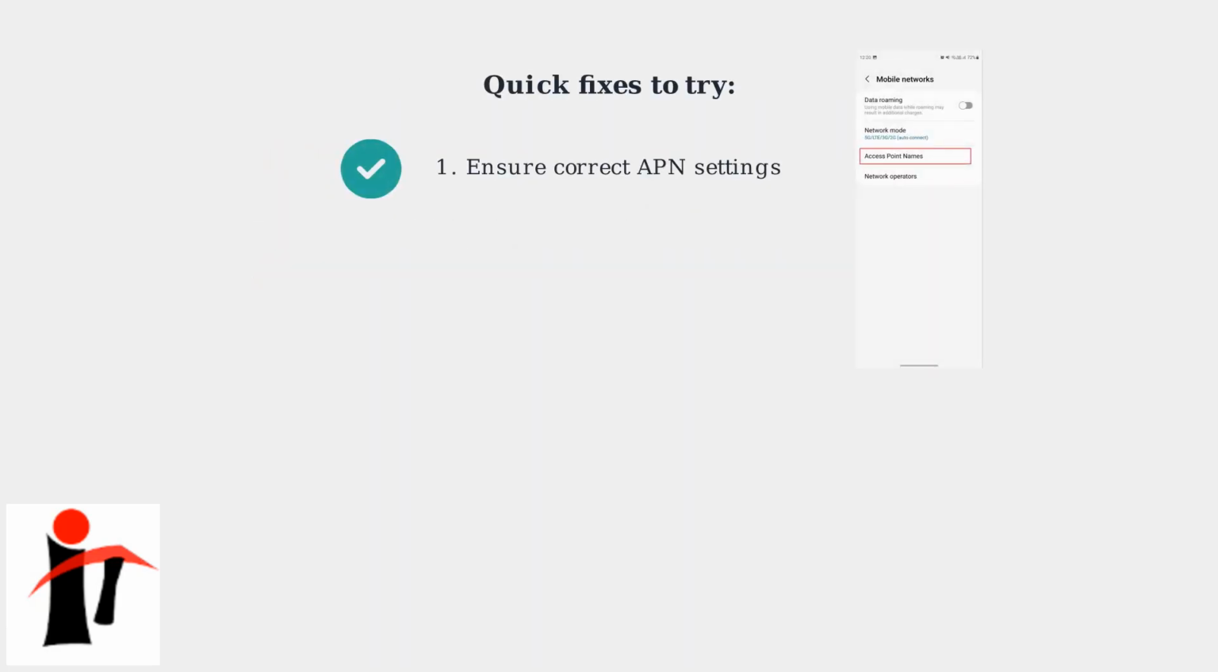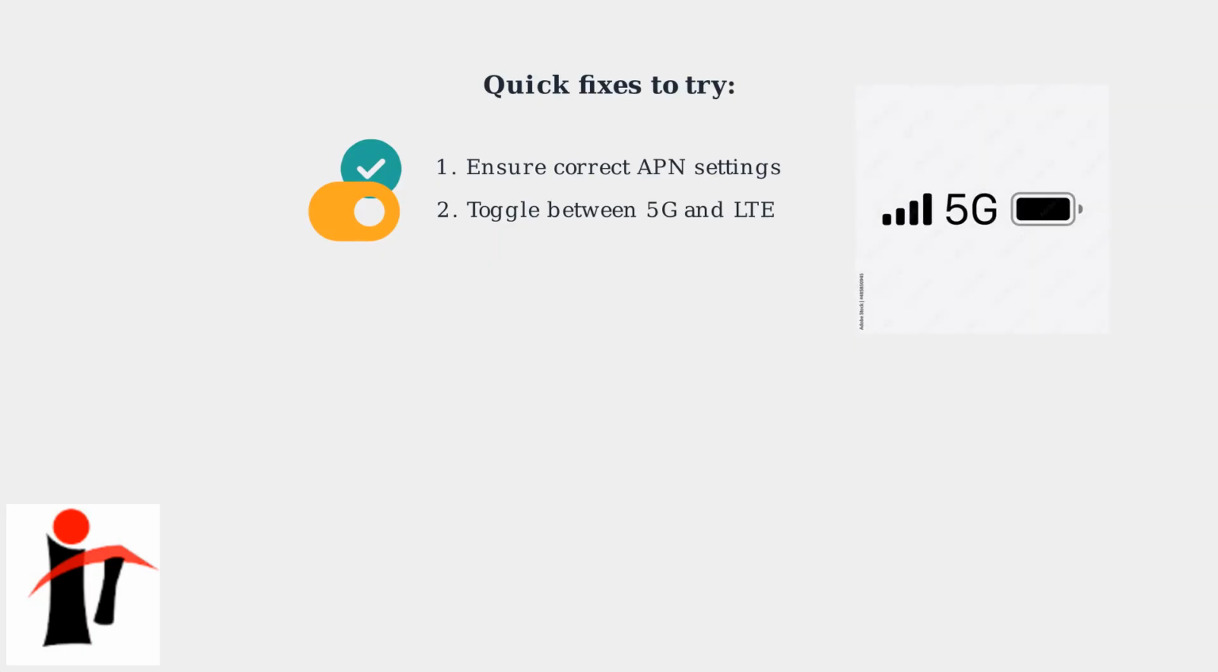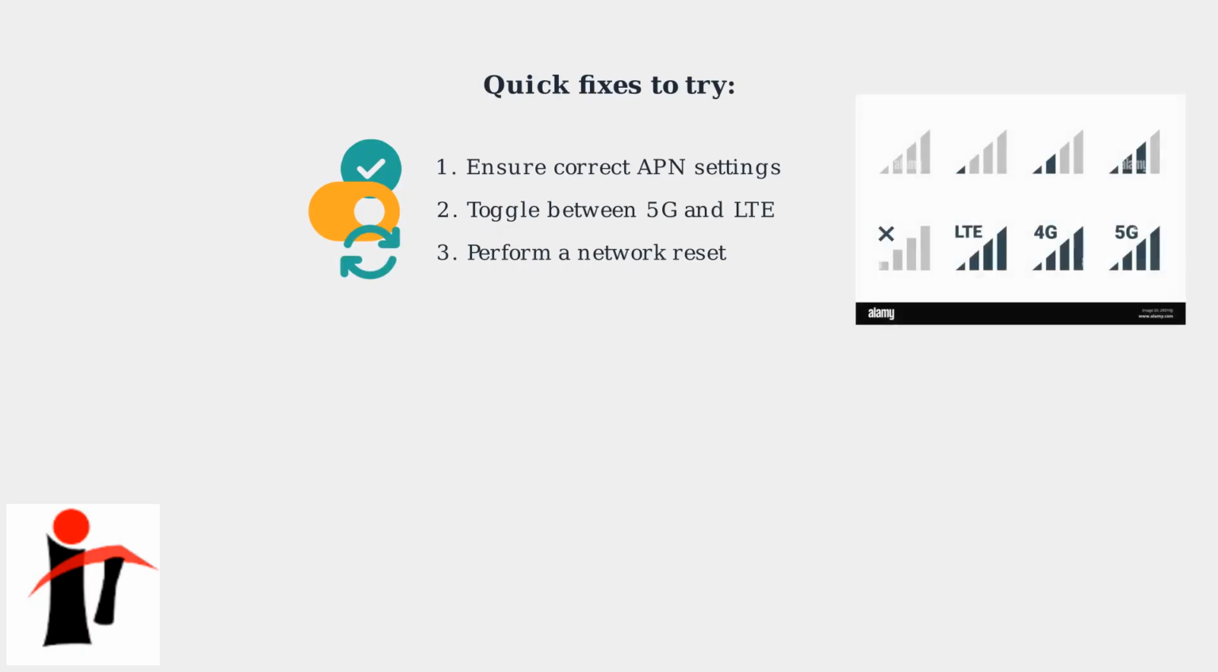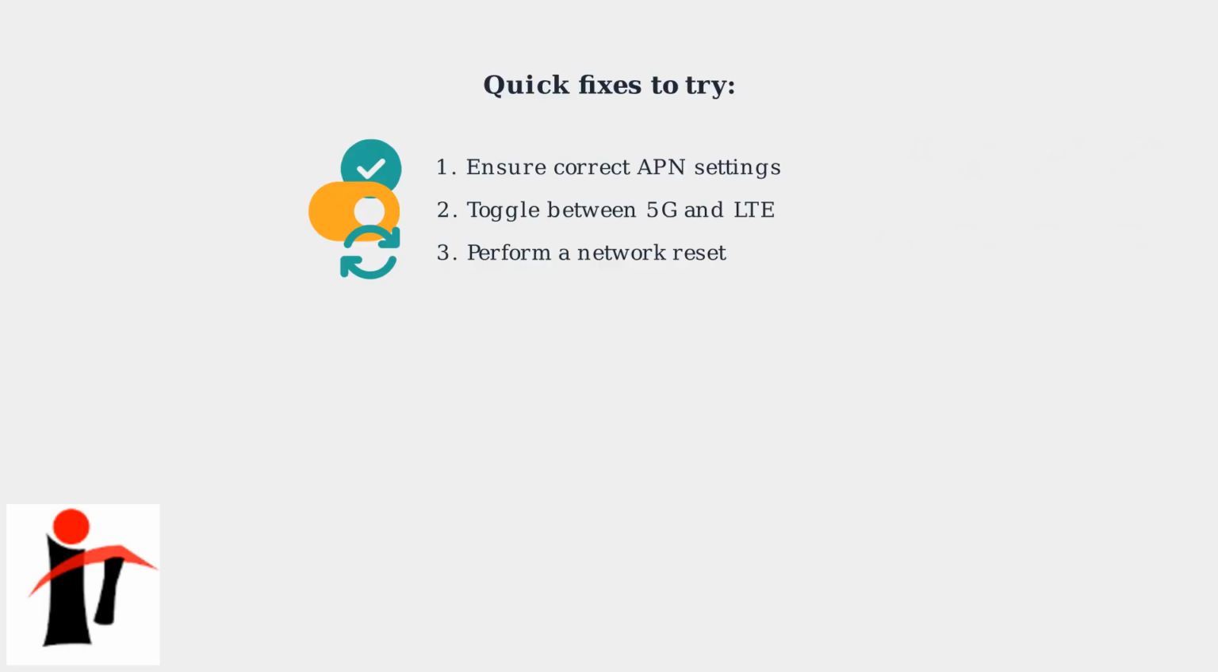The most common reasons for data outages are incorrect APN settings, issues with 5G LTE connectivity, and general network misconfigurations. Don't worry, here are a few quick fixes to try right away.